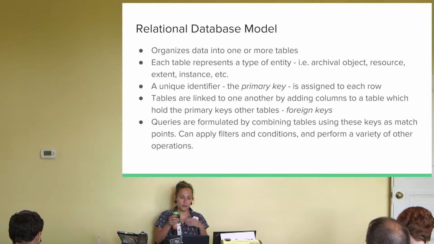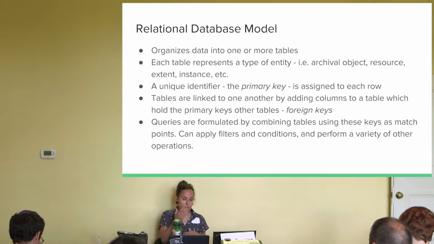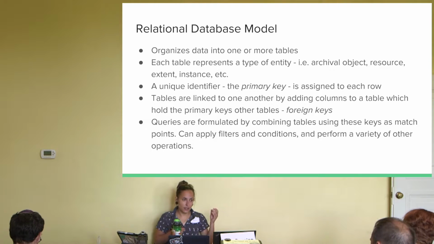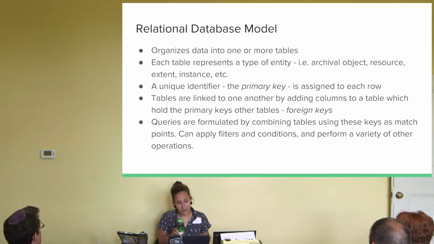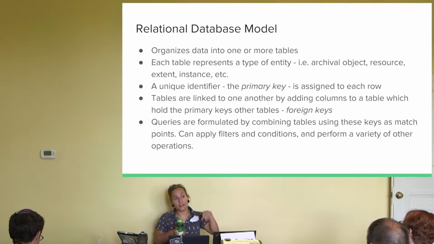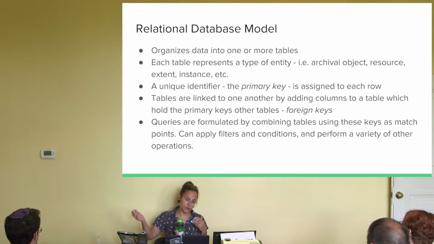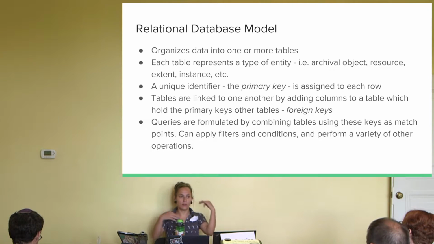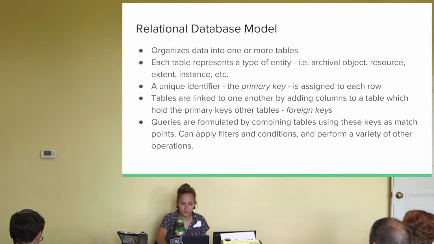In each table, each row represents an instance of whatever that entity type is, and each row gets a primary key, a unique identifier assigned to it. Then the tables are linked to one another by adding columns to each table which hold the primary keys of other tables, which are called foreign keys. That's how the linking happens. Queries are formulated by combining the tables, using those keys as match points, and in addition to that, you can apply filters, conditions, and perform all kinds of other operations.